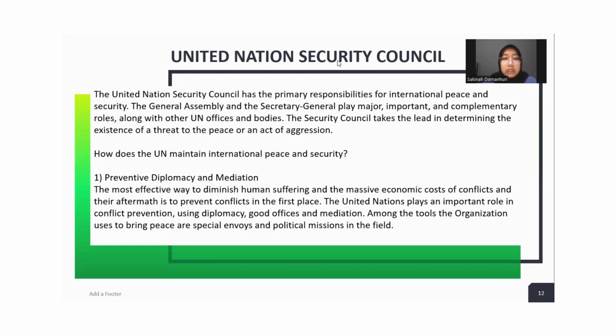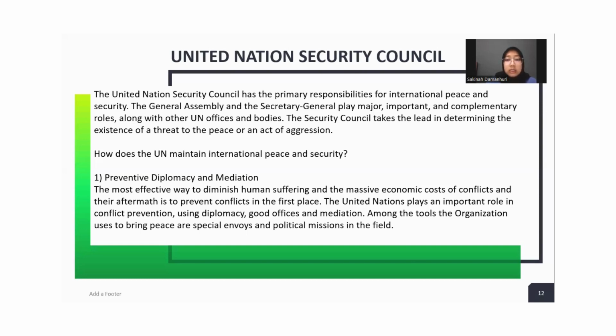The first one is preventative diplomacy and mediation. The most effective way to diminish human suffering and the massive economic cost of conflicts and their aftermath is to prevent conflict in the first place. The United Nations plays an important role in conflict prevention, using diplomacy, good offices, and mediation. Among the tools the organization uses to bring peace are special envoys and political missions in the field.